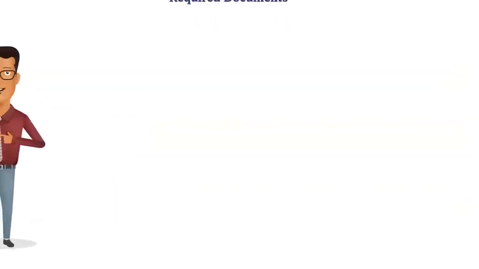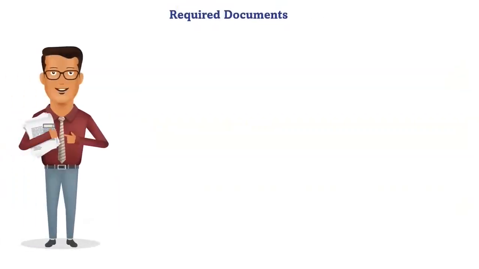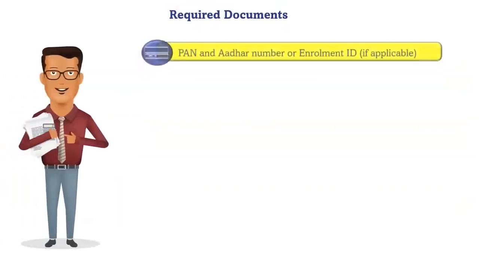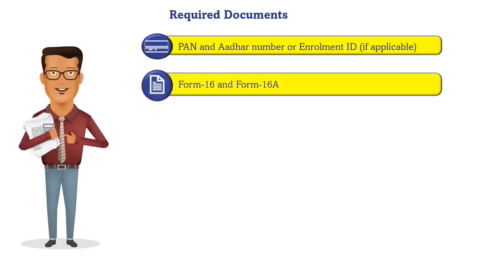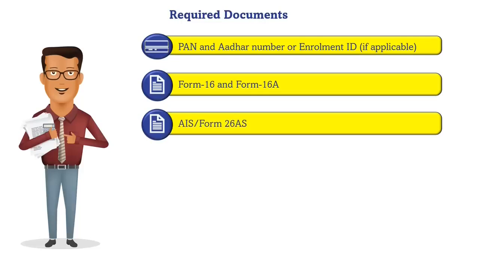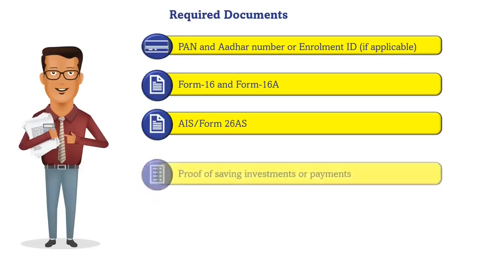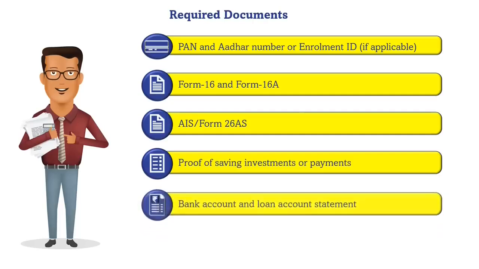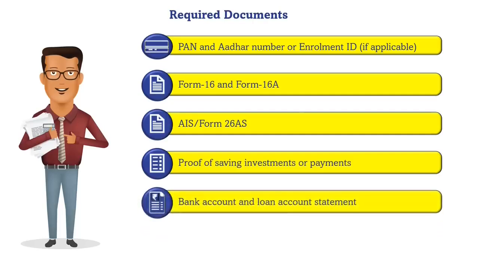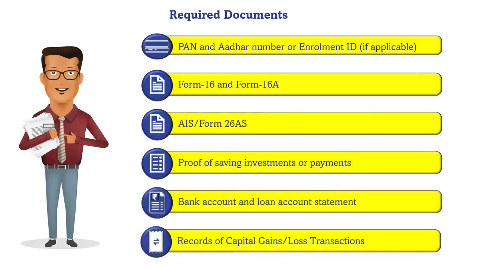Before filing the income tax return, you should be having the following documents with you: your PAN and Aadhaar number, Form 16 or Form 16A. You should have downloaded the Annual Information Statement or Form 26AS. You should be having the proof of saving investments or payments, your bank account and the loan account statement, and the record of capital gains or loss transactions.